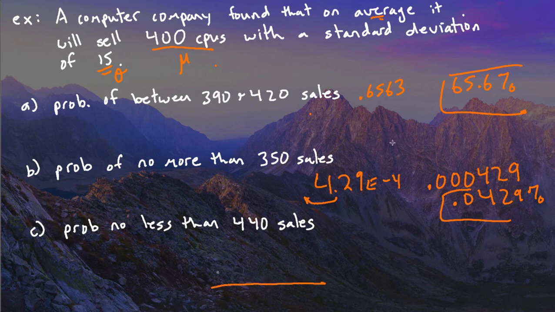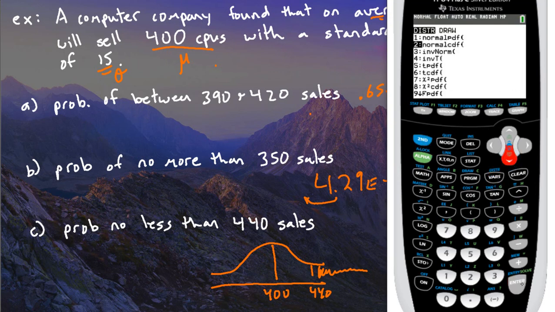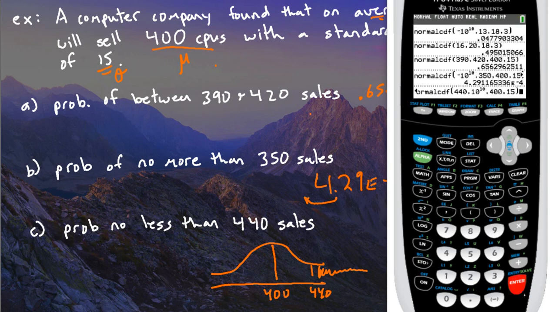So thinking about this, you can draw a sketch if you want to. Our mean is 400, so 440 is somewhere over here, and we want no less than that. So all these sales over here. Okay, so 440 is our lower bound. So go to our distribution, normal CDF, and we're going to do our lower bound's 440, and our upper bound is infinity. We're okay if we sell infinity cars. That's all right with us. So 10 to the 10th is a good way to tell our calculator, keep going. Press enter.